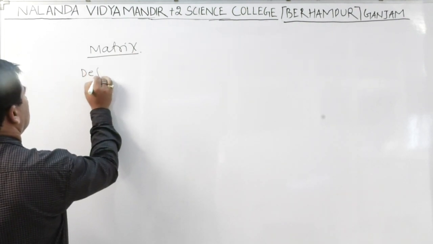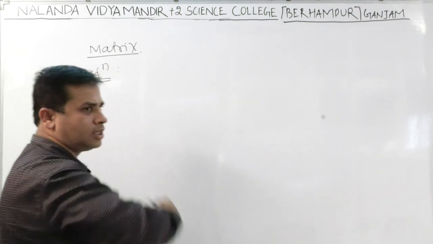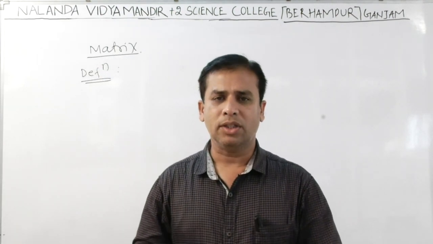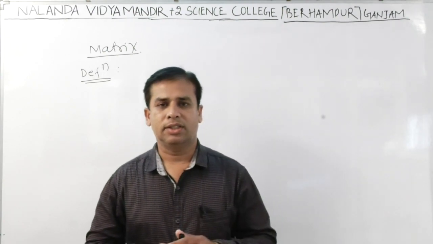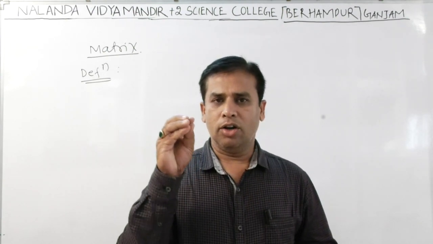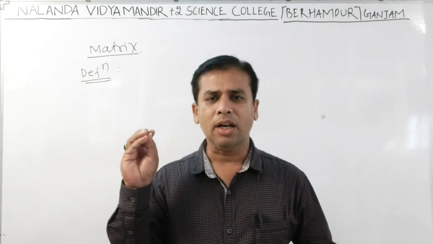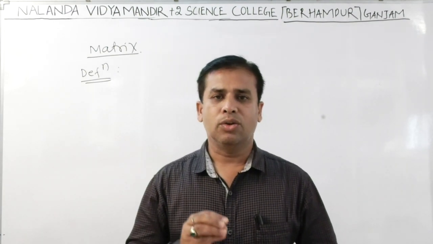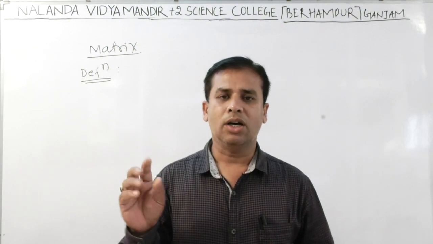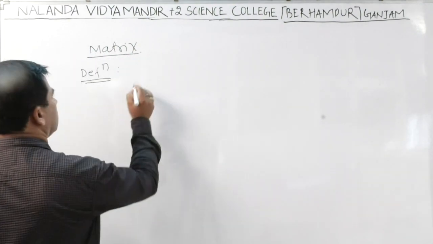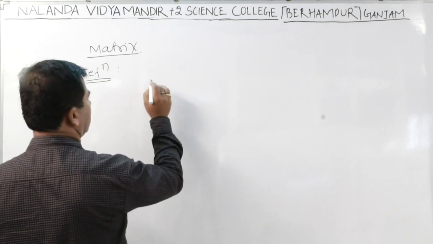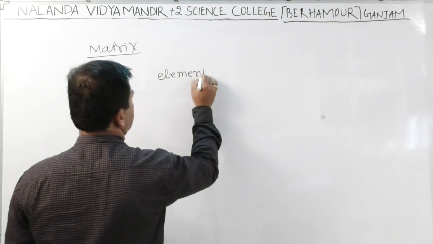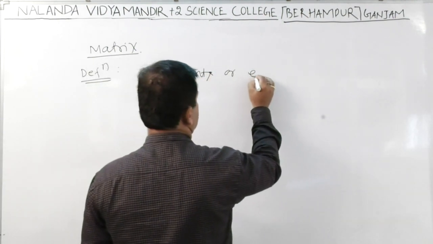Now, definition of matrix. A matrix is a rectangular array of some numbers or functions. That is our definition. And the numbers or functions present or occurring in a matrix are known as its elements or entries.